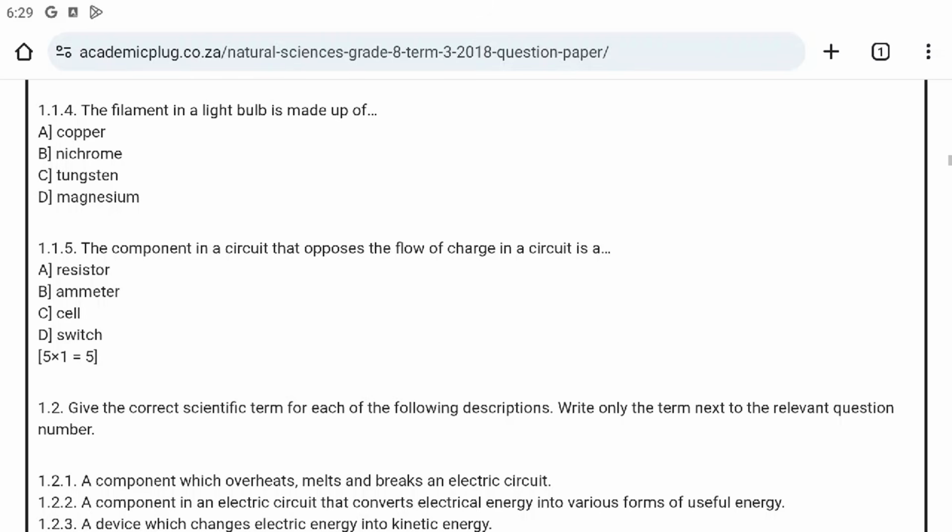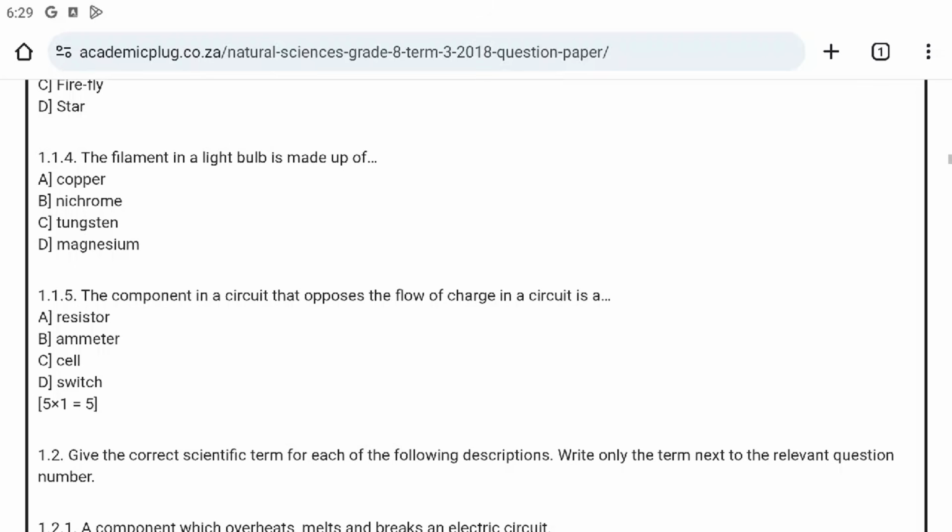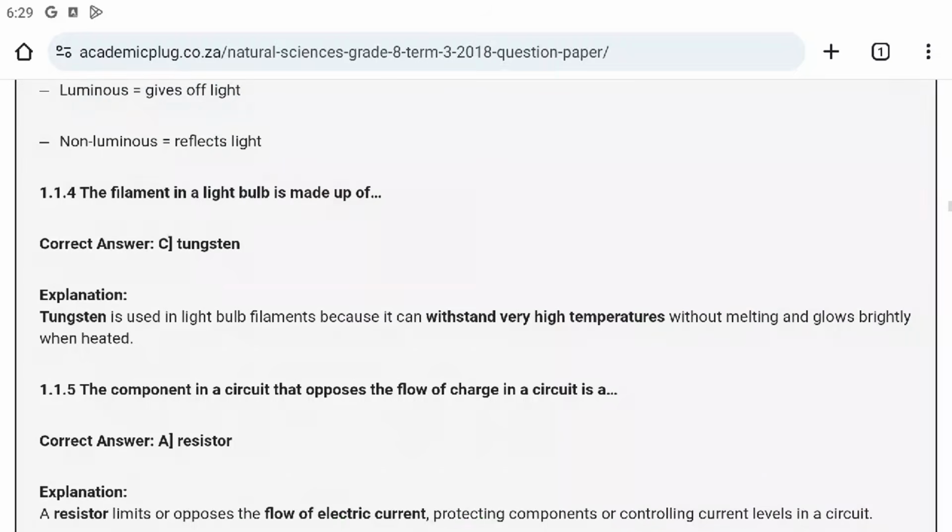1.1.3, 1.1.4. The filament in a light bulb is made up of A, copper, B, nichrome, C, tungsten, D, magnesium. The filament in a light bulb is made up of C, tungsten. Tungsten is used in light bulb filaments because it can withstand very high temperatures without melting and glows brightly when heated.